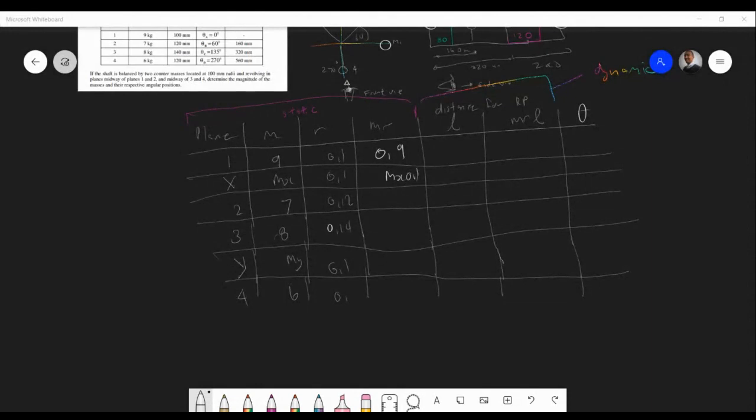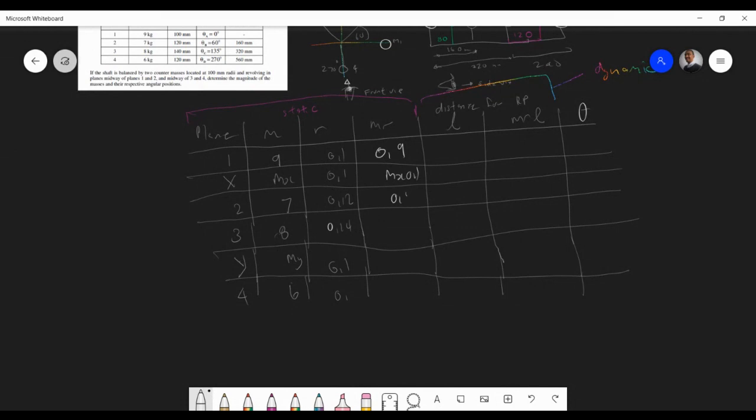0.84, 1.12. Yep, that's good. 0.84, 1.12. MY, and this is going to be 0.72. Right, so this is the new part which you're unfamiliar with.